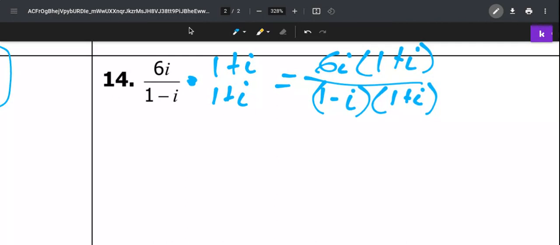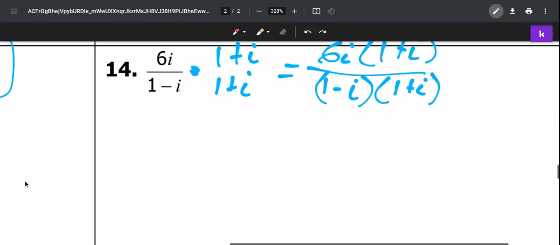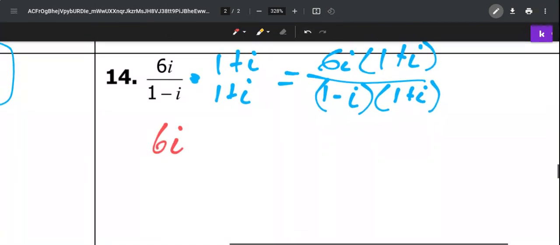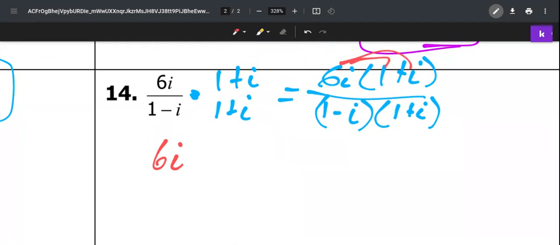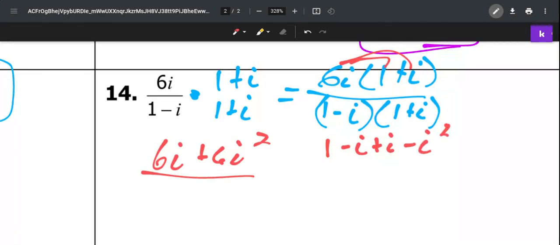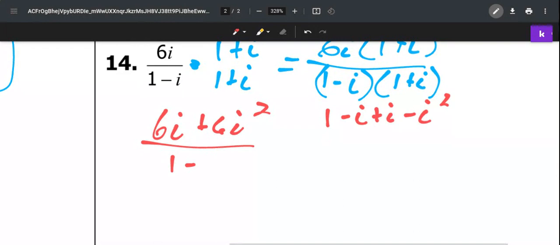FOIL the bottom. So the bottom is 2 separate parentheses multiplied, and we have to FOIL that. So 6i, when we distribute here, 6i plus 6i squared over, when we multiply here, we would end up with 1 minus i plus i minus i squared. So then we end up with 1 minus i squared because these two would cancel out.